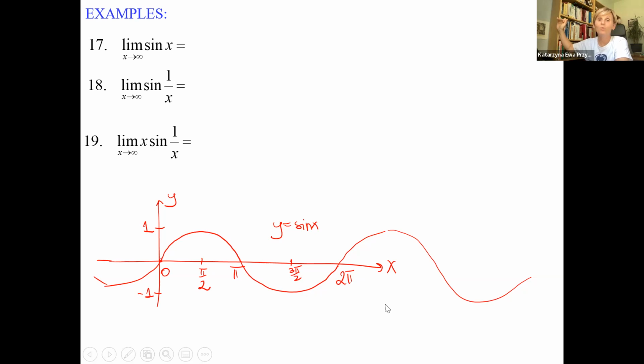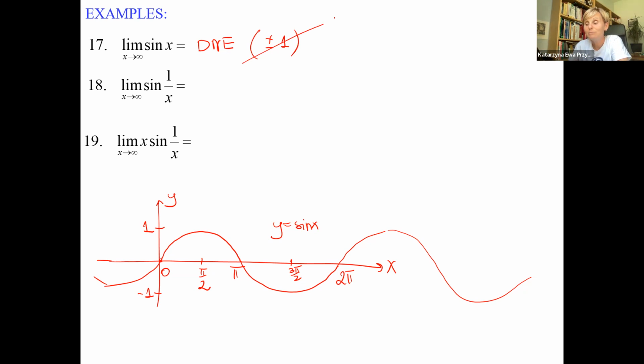It oscillates, right? Like 1, -1, 1, -1. It doesn't approach one finite value. This limit simply does not exist. We may think plus or minus 1, but we don't write that. This limit does not exist. We know that limits are sometimes not defined.